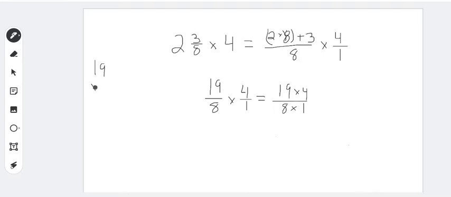So I believe this is going to be 76, but I'm going to go ahead and write it out and double check. I always like to double check my numbers, make sure I'm correct, because we're all human and make mistakes. So 9 times 4, that's 36. Down my 6, carry my 3. 4 times 1 is 4, plus 3, that's 7. I am correct, it is 76. Always love to double check. 76 over 8 times 1, which is 8.